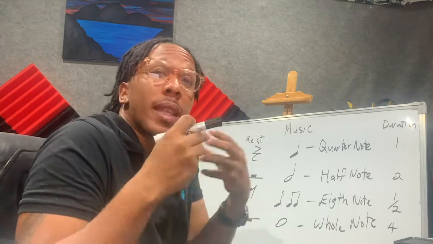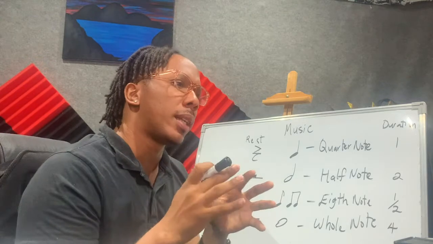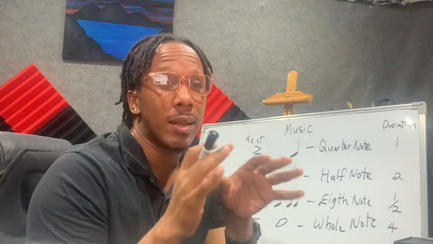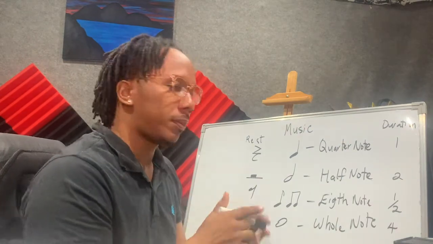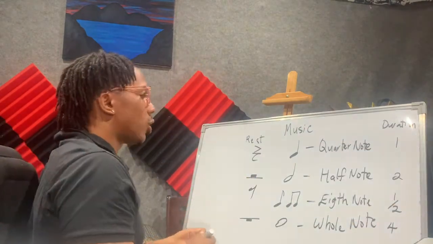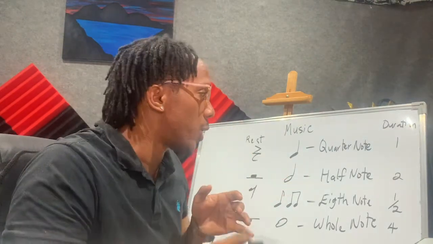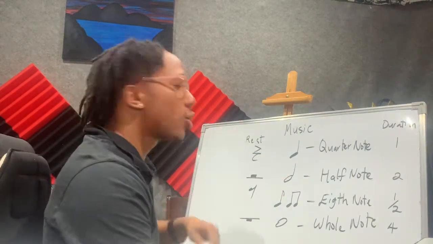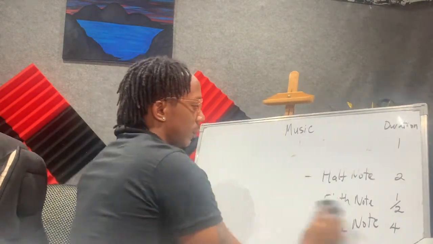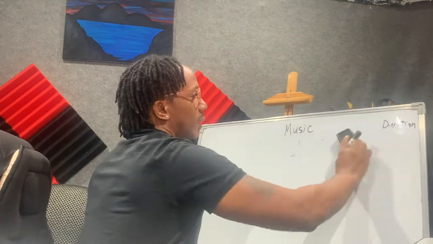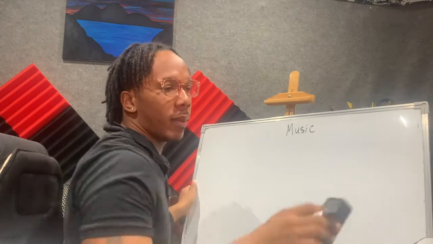Now, how you play the rhythm or how you sing the rhythm of the music would be all dependent on what we call the time signature. What is the time signature? The time signature tells you how many beats are going to be in a bar of music. I'm going to erase this, send it to you as a picture file. The time signature tells you how many beats are in a bar.